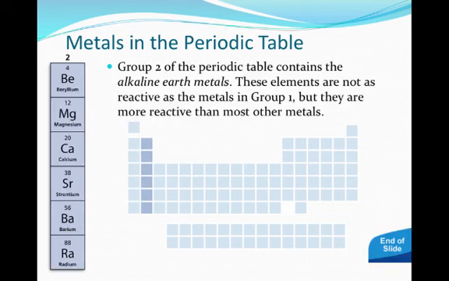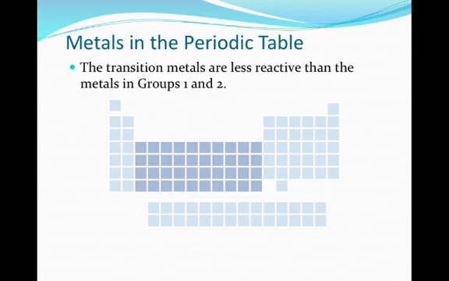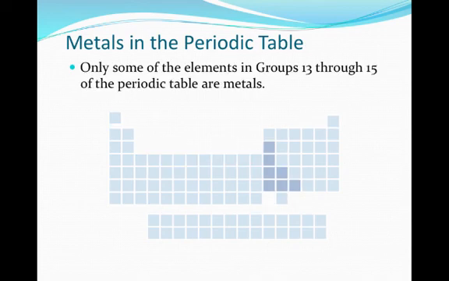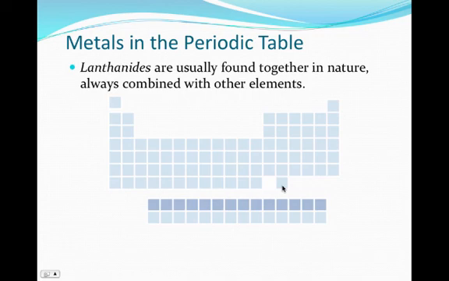Group 2 is the alkaline earth metals, and they're not as reactive as group 1, but they're still pretty reactive. This large group in the middle is called the transition metals or transition elements, and they're less reactive than groups 1 and 2. And only some of the elements in groups 13 through 15 are metals. The parts that are shaded right here, you can see, are the ones that are metals.